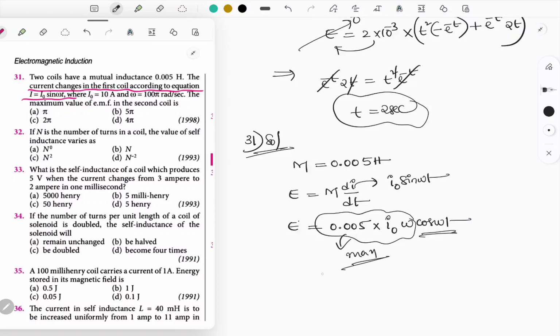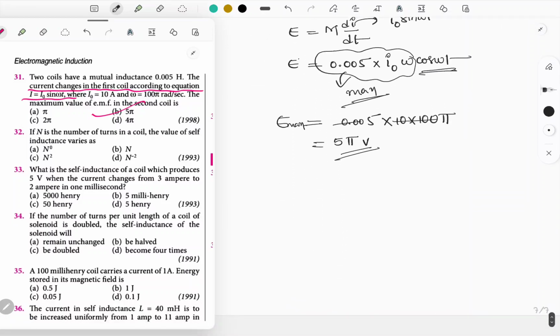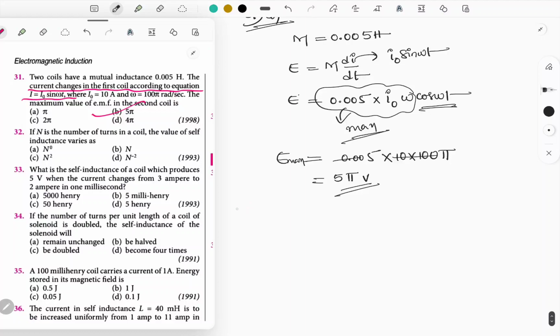That's what we have to find out, which is E maximum is equal to 0.005 into I naught, which is 10, into omega, which is 100 pi. Finally these zeros will get cancelled. The answer is going to be 5 pi volts. Which option? Option B is the correct answer. Got it? Next, question number 32.